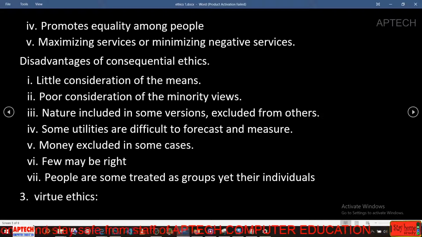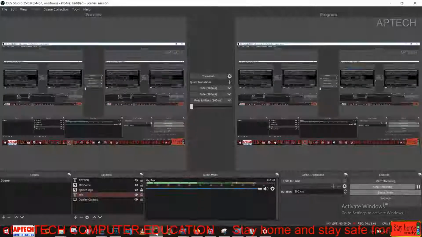People are sometimes treated as a group, yet they are individuals. So sometimes you treat people as a group, as in you start considering their views as a group, yet they are particular individuals having their own particular thoughts and preferences.